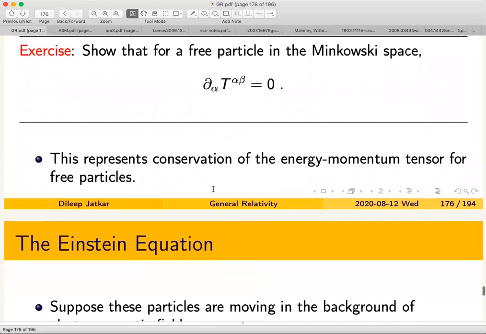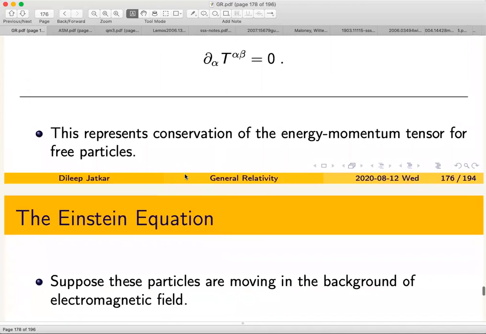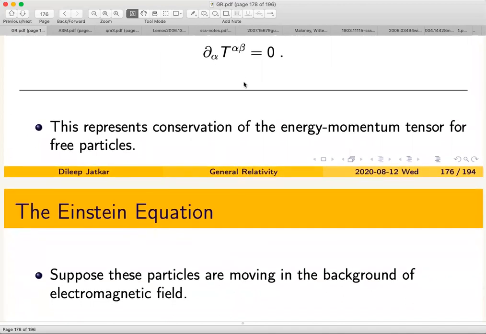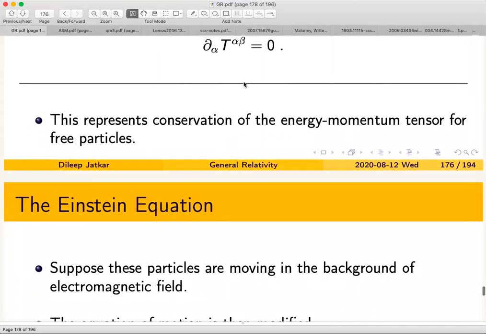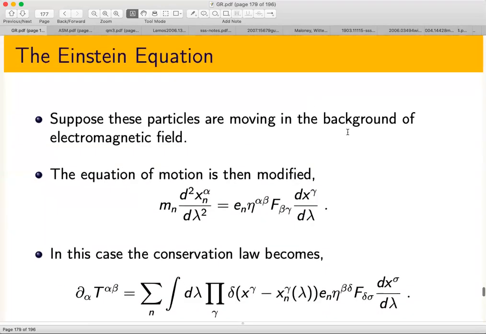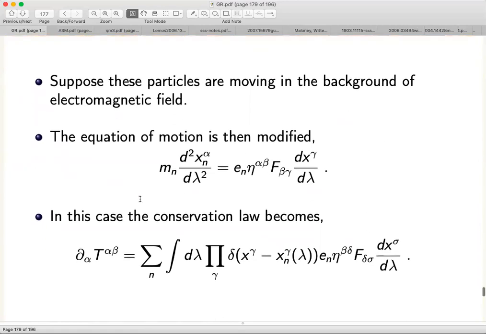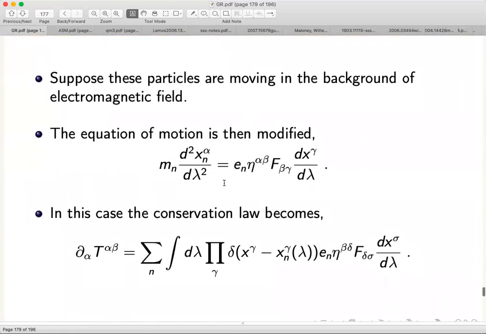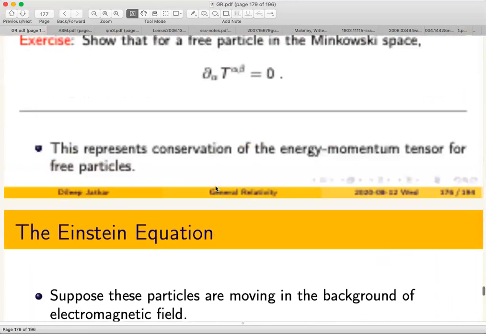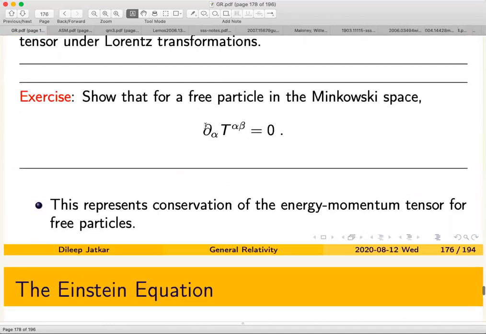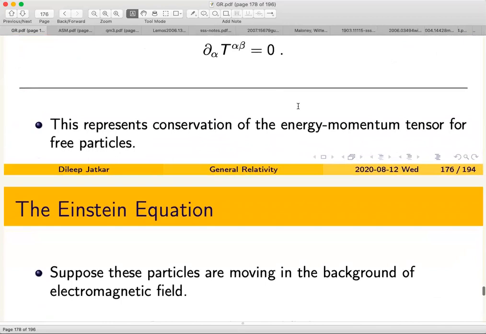In the Minkowski space, of course. Okay, so this is just a statement of conservation of energy and momentum for a free particle. But suppose this particle is moving in an electromagnetic field. Then your equation is different. In this case, you find that the acceleration is not equal to 0, but is equal to the Lorentz force. And if that is the case, then this statement that you have to show that the energy momentum tensor is conserved for a free particle in Minkowski space is not true.